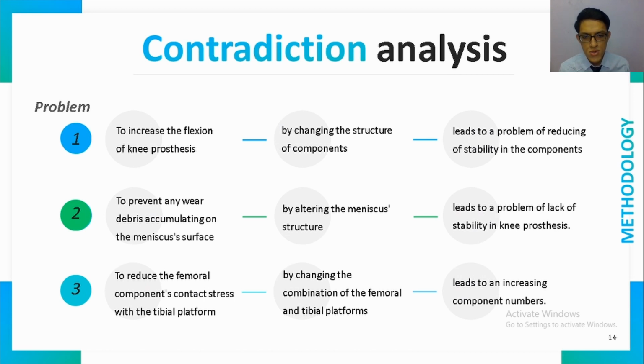For the first problem, to increase the flexion of the knee prosthesis is by changing the structure of components, which leads to a problem of reducing stability in the components. Second, to prevent any wear debris accumulating on the meniscus surface is by altering the meniscus structure, which leads to a problem of lack of stability in the knee prosthesis. The third is to reduce the femoral component's contact stress with the tibial platform is by changing the combination of the femoral and tibial platforms, which results in an increase in component numbers.